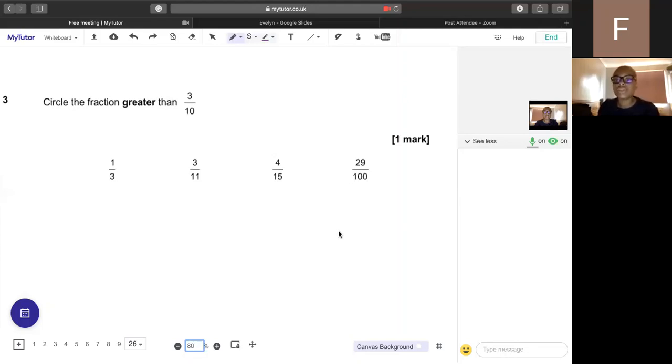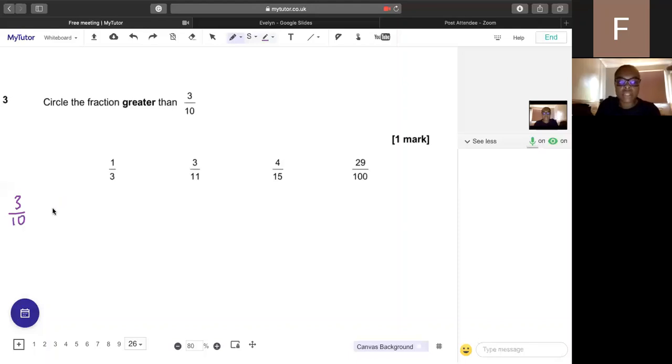What I would say is do them individually with the 3/10. So work out a common denominator with 3/10 and a third first. If that doesn't work, then work out a common denominator with 3/10 and 3/11, and so on. So let's do the third first. So 3/10 and a third. A common multiple between 10 and 3 is 30. So 3/10, we need to multiply the 10 by 3 to get to 30. So we need to multiply our 3 as well by 3.